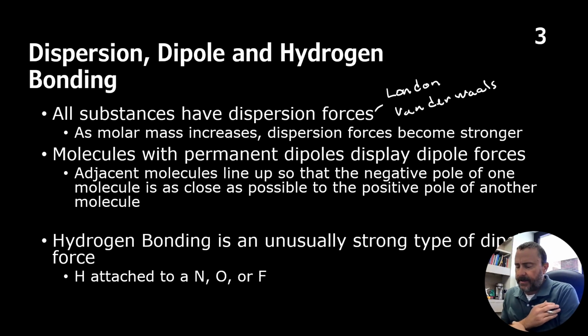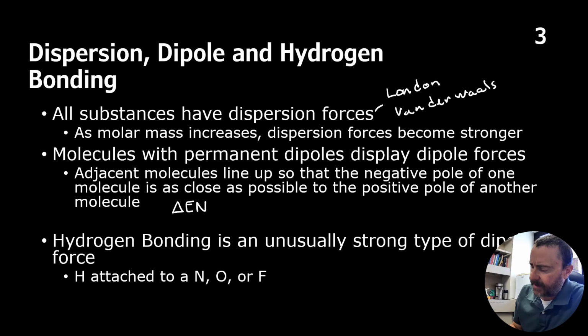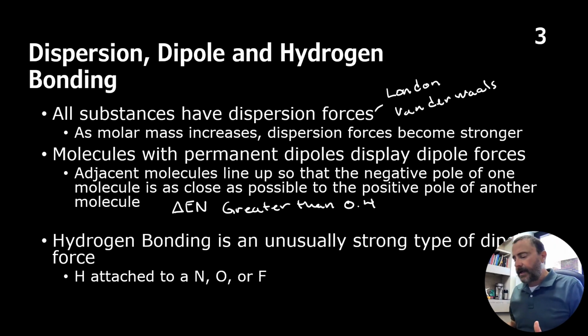All right, next off, when we've got molecules with a permanent dipole, they display dipole forces. Okay, so when we've got a permanent dipole, remember that was when we had that electronegativity difference, let's just write it as greater than 0.4. Okay, when you've got something like this, then adjacent molecules are going to line up so that the negative of one is going to align up with the positive side of another one.